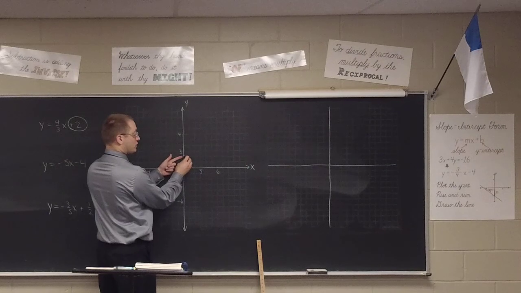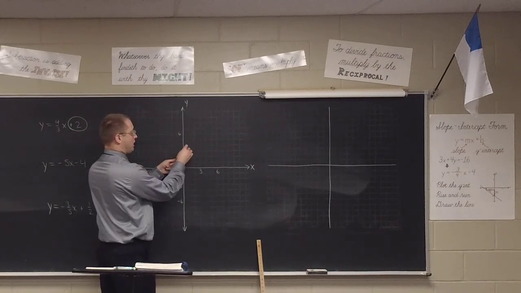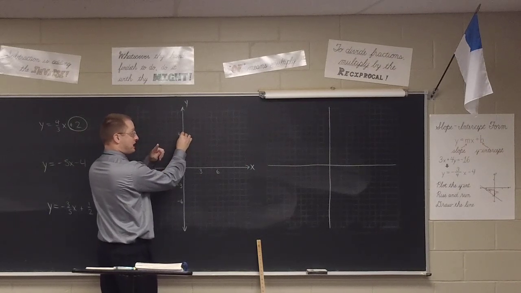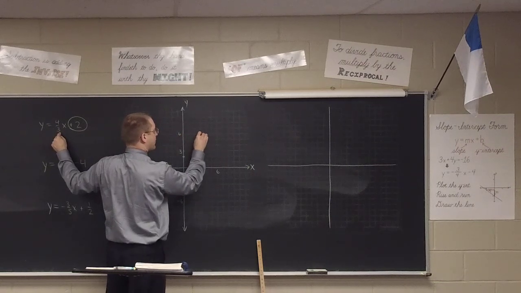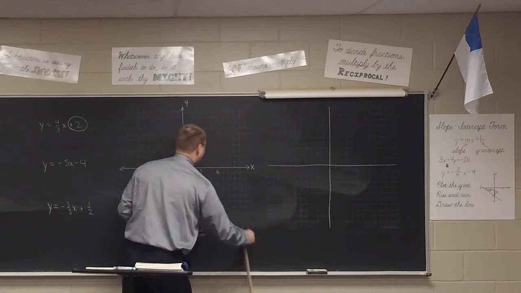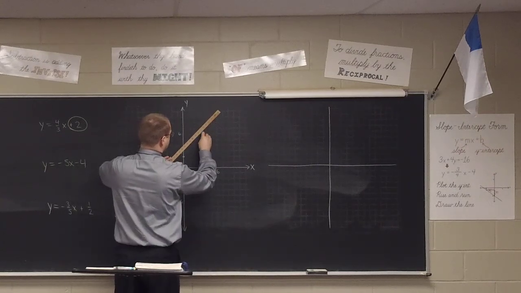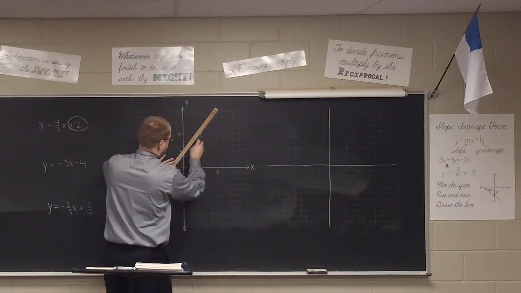So we're going to start at our starting point, which is the positive 2 y-intercept, then rise 1, 2, 3, 4. Don't put a dot there yet. Run forward positive 3, 1, 2, 3, that's where the dot goes. And when we connect the dots, we should have had a line for number 6 that looked like this.